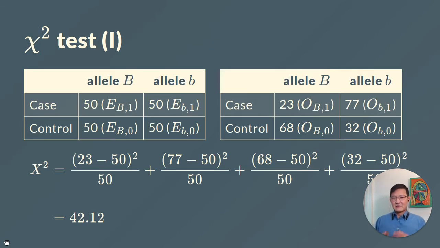So now I just copied those 2 tables here. You have the expected table on the left and the observed table on the right. And you want to check whether those 2 tables are different. To check whether they're different, you calculate the chi-squared statistic. And I've just written out that calculation here, and you get 42.12. So is 42.12 big or not big? That is the interesting question.